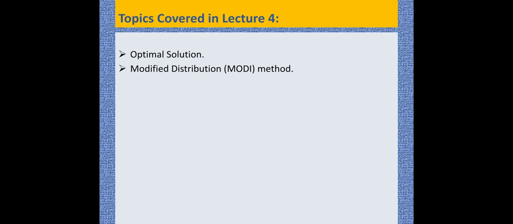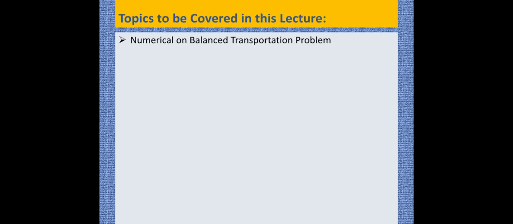In lecture 4 we saw about optimal solution and the modified distribution method, also called the MODI method, which is a tool used to check the optimality of the initial basic feasible solution obtained from the northwest corner rule, least cost method and Vogel's approximation method. In today's lecture we will solve one numerical on a balanced transportation problem.